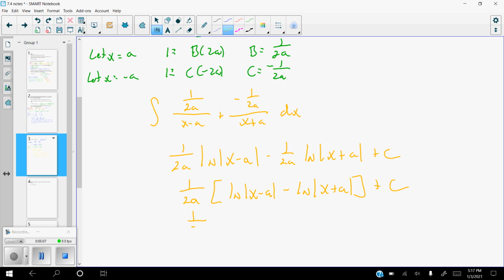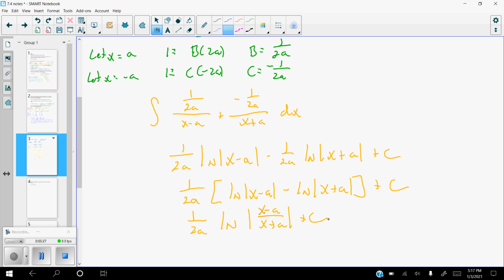So I would get 1 over 2 minus a natural log. Now remember, when you're combining or condensing natural logs through subtraction, you divide the arguments. So it's going to be x minus a over x plus a plus c, which is certainly an acceptable answer.